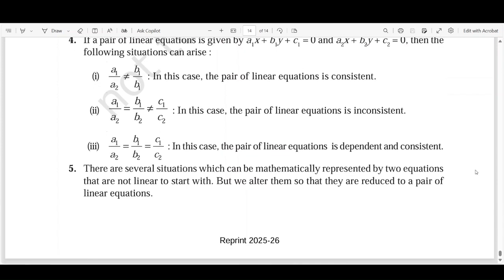Fifth point, there are several situations which can be mathematically represented by two equations that are not linear to start with, but we alter them so that they are reduced to a pair of linear equations. So in some cases we can convert the non-linear equations into linear, and we try to solve them by the above mentioned methods. So with this we have completed chapter 3.